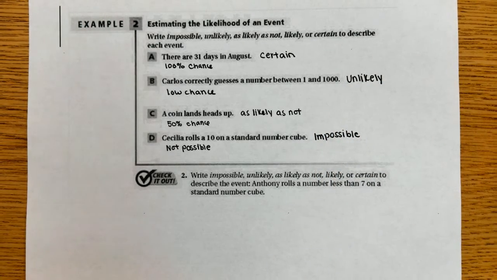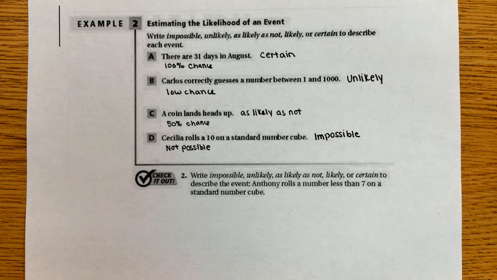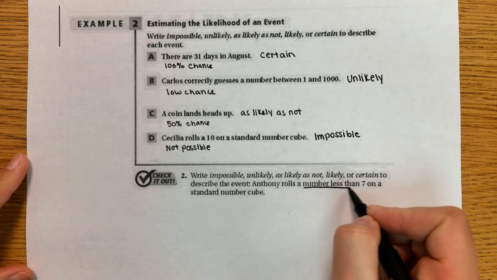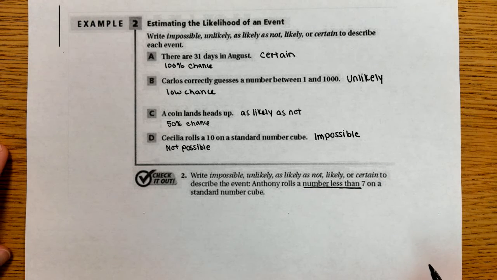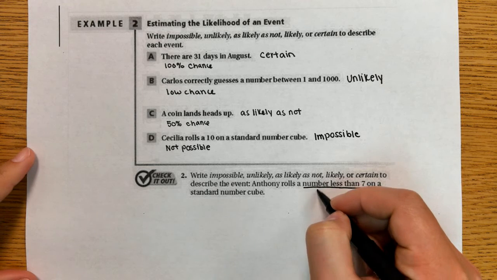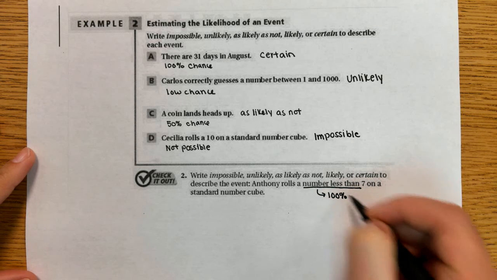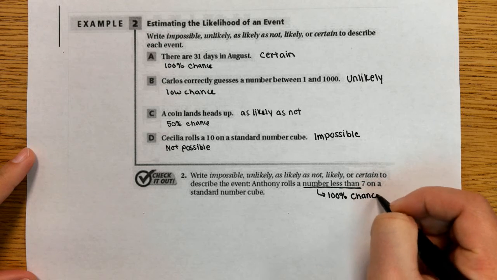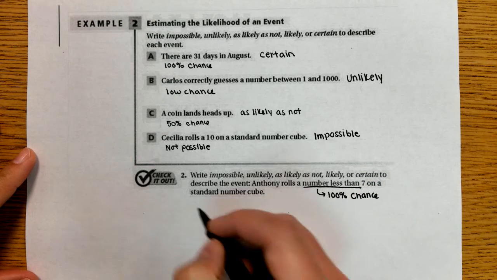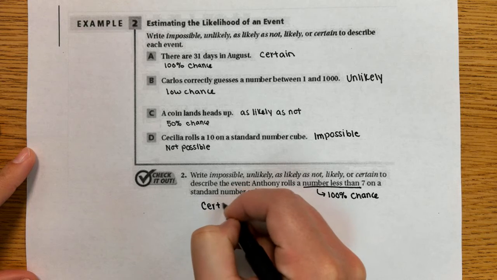There's a check it out problem at the bottom. It says write impossible, unlikely, as likely as not, likely, or certain to describe the event. Anthony rolls a number less than 7 on a standard number cube. So take a moment, pause the video, and then resume when you're ready to check your answer. So a number less than 7. All numbers on a standard cube are less than 7. So this is a 100% chance. And when I have a 100% chance, that means that this is going to be certain.